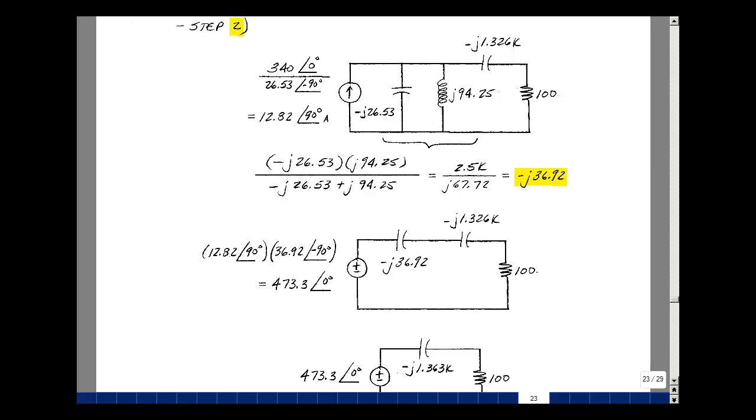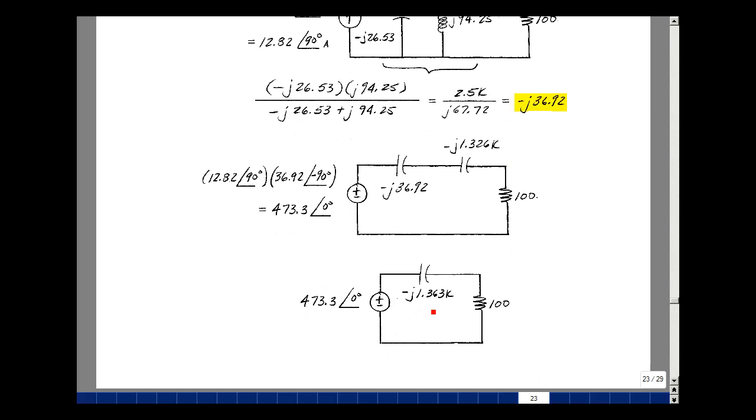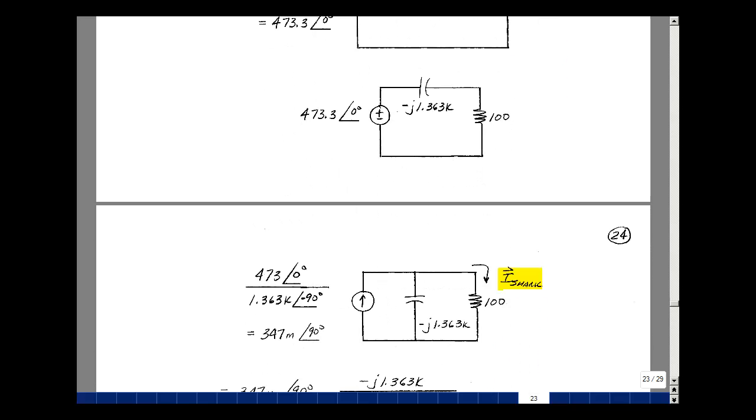I can source transform again, converting this current source in parallel with this single impedance into a voltage source with that same impedance. Here I've got a negative imaginary impedance, so it's going to be a capacitor. My voltage source is the product of this current, which is 12.82 at angle 90, times this impedance, which is 36.92 at angle minus 90 degrees in polar form. The product of these two is 473.3, and the angle is equal to 0. I can combine these two into one capacitor, whose value is minus J 1.363K. Let's do one more source transformation. Take the voltage divided by the impedance, the minus J term here, and get 347 milli at angle 90, with the same impedance here, and my 100 ohms.